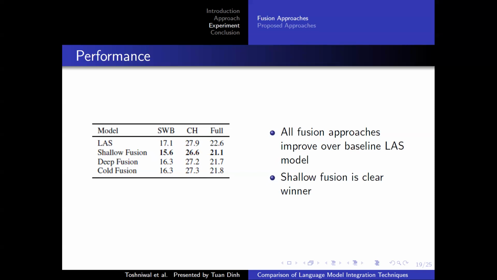Firstly, the fusion approaches were evaluated on Switchboard and CallHome. The results show that all methods improve over the baseline LAS model. Shallow fusion is the clear winner. In the third row, shallow fusion achieved the best word error rate, 15.6 on Switchboard and 26.6 on CallHome.